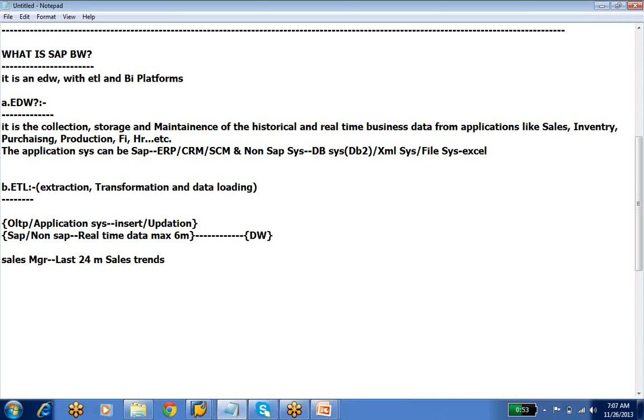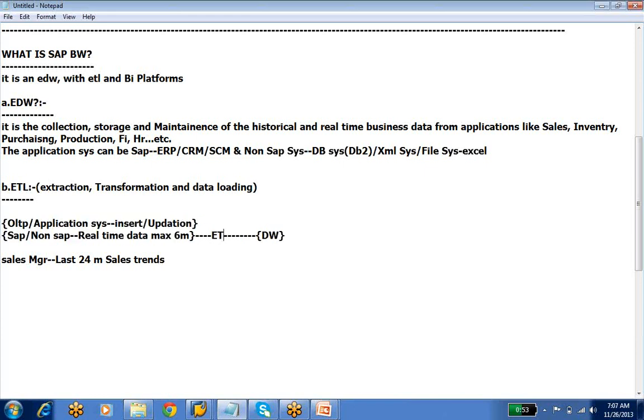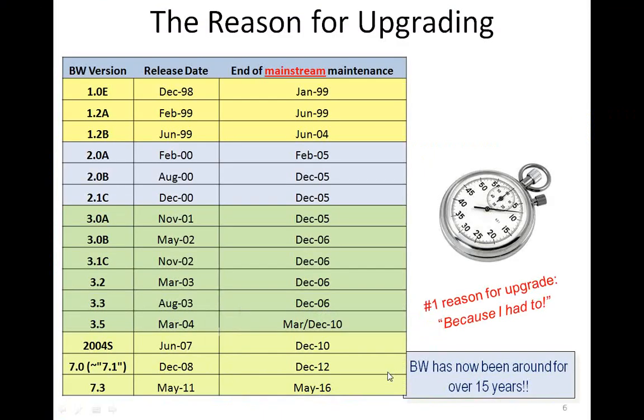So that's what a data warehouse is. But what is happening here? The transaction is getting inserted in the application system. From this system, the data should be transferred to the warehouse. For that, we are going to use something called ETL: extraction, transformation, and data loading.